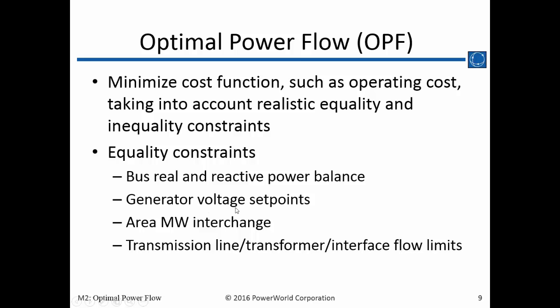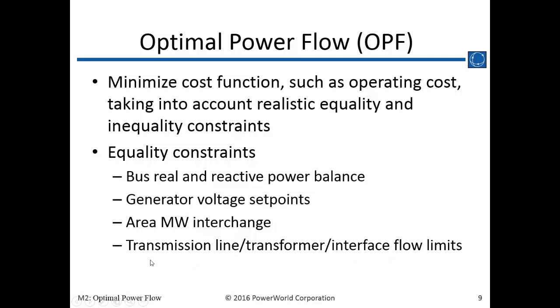So the generators are regulating a bus, either a terminal bus or a remote bus, to a certain voltage, so that's considered an equality constraint. The megawatt interchange, the exports or imports from an area, that can be an equality or an inequality constraint, as we'll see later. But typically those are considered as fixed amount, so it's an equality constraint.